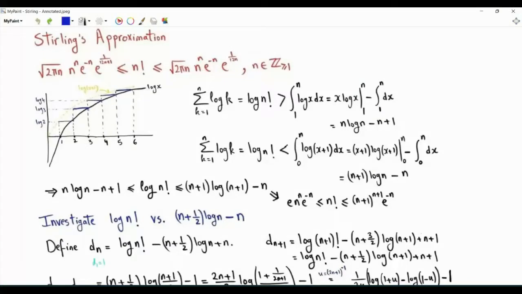Here we have exponential 1 over 12n. Here it's exponential 1 over 12n plus 1. And these bounds are valid for any positive integer n. How can we prove something like this?